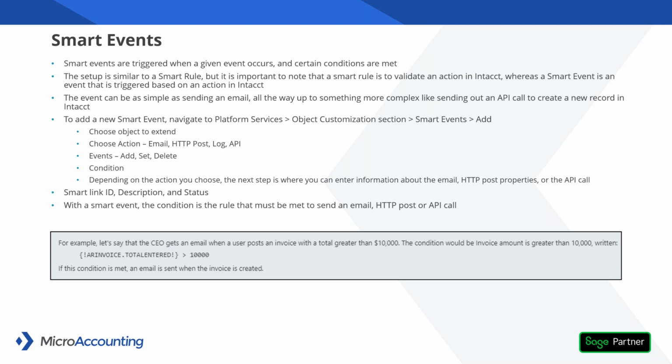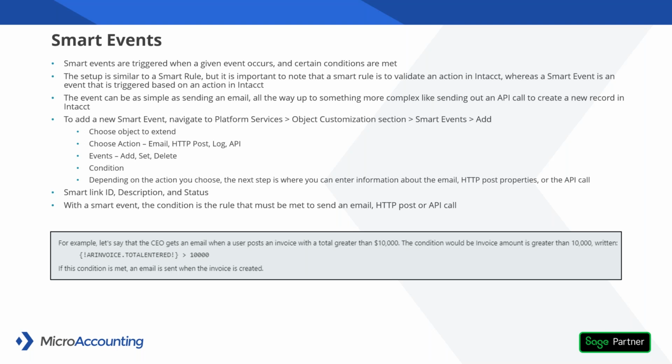And so the next step is to choose your action. With a smart event, you have some new options here. So one option is email. This is going to email a specified recipient when meeting the necessary condition. An email is going to be the simplest action because the only outside information that you need is the recipient's address. So, an example of this would be a smart event that kicks off an email to a vendor whenever a bill is marked as urgent.